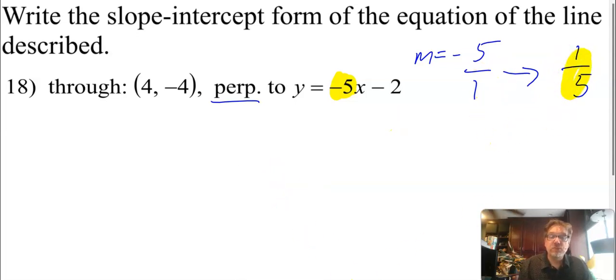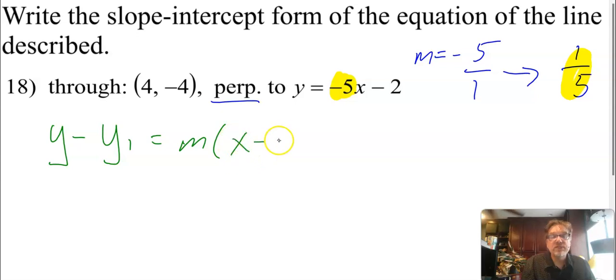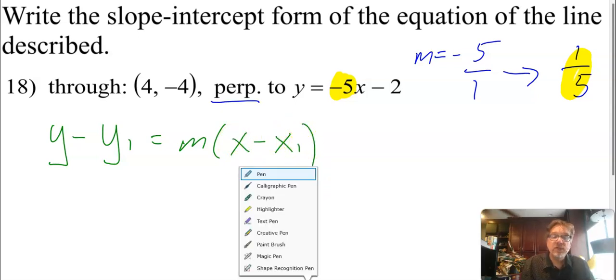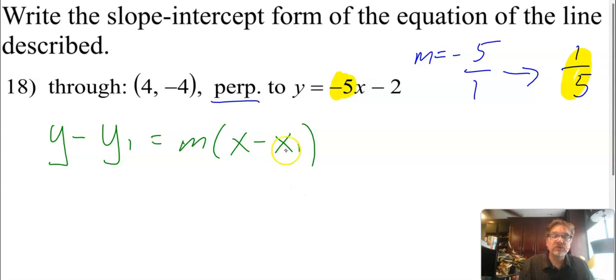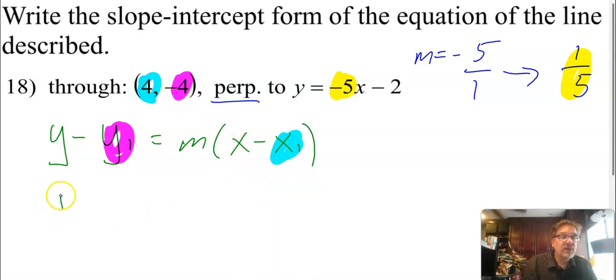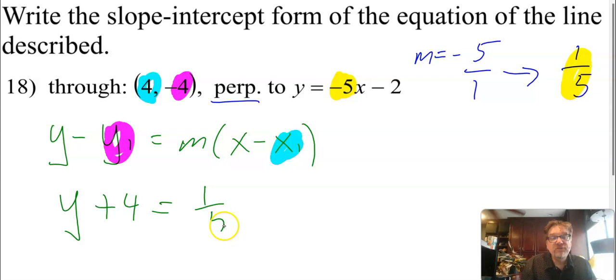Let's plug it into point slope form. y minus y1 equals m times x minus x1. We have our y1 and our x1 values: the x of the point, the y value of the point. I've got to hurry. I've only got a minute on the video left. So y plus 4, I'm just going to go ahead and do it plus right now, equals 1/5, because there's my slope, 1/5 times x minus 4.